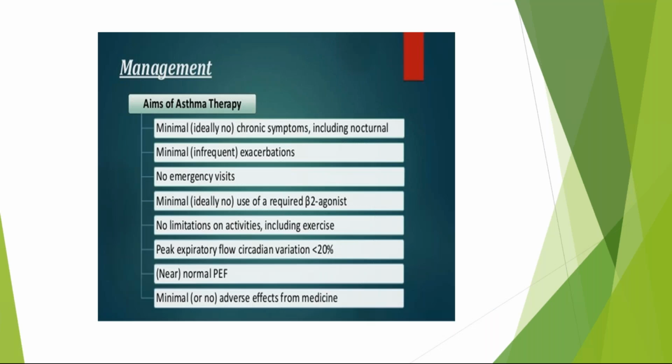Coming to the management, the aims of asthma treatment are to minimize the chronic symptoms, mainly nocturnal episodes, to minimize the exacerbations, to reduce the emergency visits, to minimize the use of beta-2 agonists, to reduce the limitation, mainly of exercise, to keep the peak expiratory flow rate variation to less than 20%, and to minimize the adverse effects from drugs.